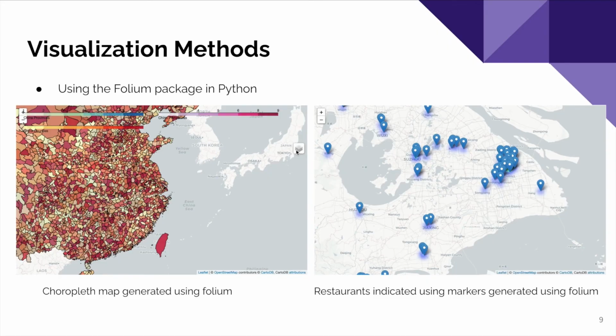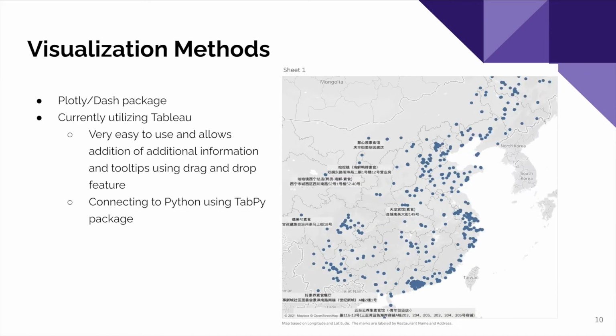For the visualization component of our project, we have explored several methods and tools. The first is the Folium package, and here's an example of a choropleth map and another map with markers generated using the package. We also explored the Plotly and Dash packages in Python, and we are currently utilizing Tableau, which is a very easy to use and powerful tool for visualizing datasets.